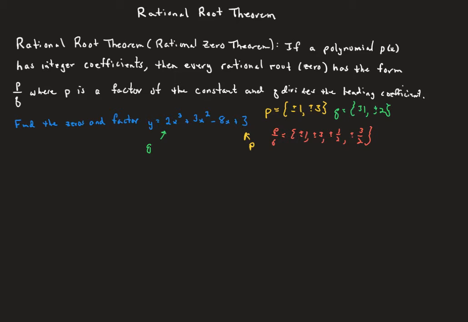The good news is we have a finite list. We have 2, 4, 6, 8 possible choices. It's a third degree polynomial, so it could be that 3 of those work, or it could be actually that none of them work. So there is no guarantee that we have a rational root.